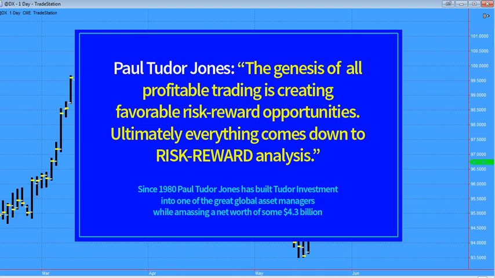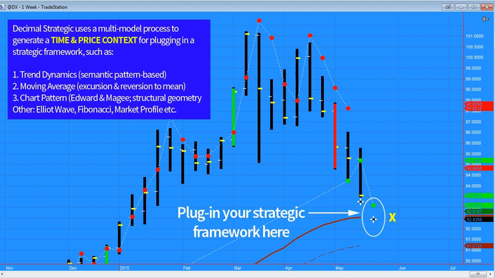The genesis of all profitable trading is creating favorable risk-reward opportunities. Ultimately, everything comes down to risk-reward analysis. In part one of this two-part intro to Decimal, you learned how to interpret a Decimal weekly chart and how to recognize an alpha 1 signal.